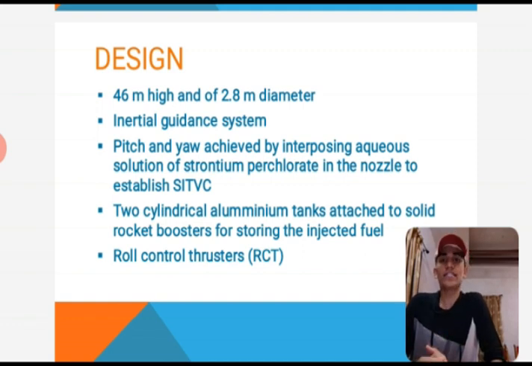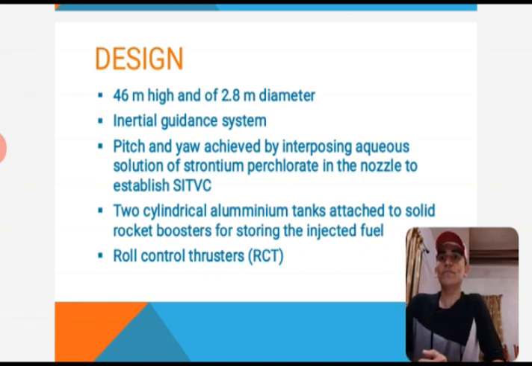The PSLV rocket has a height of 46 meters and a diameter of around 2.8 meters. That is, we can say its width is similar to a small regular room. It has an internal guidance system. The internal guidance system is basically an electronic system that monitors the speed, velocity, and acceleration of the missile. It is also helpful for the navigation of the missile, and we can operate the whole missile through the base operating station due to the internal guidance system.